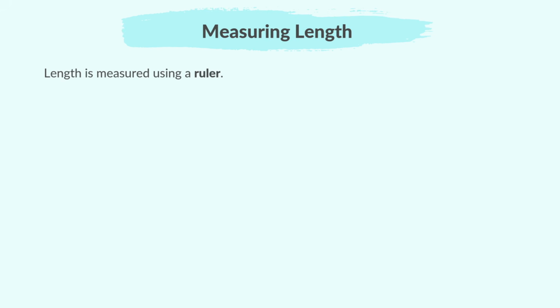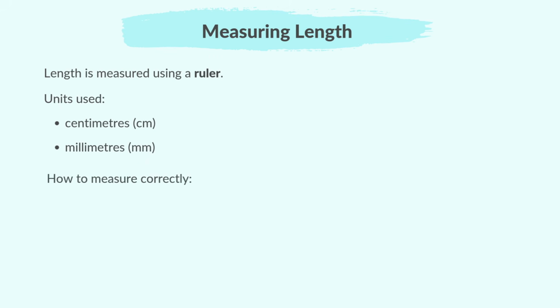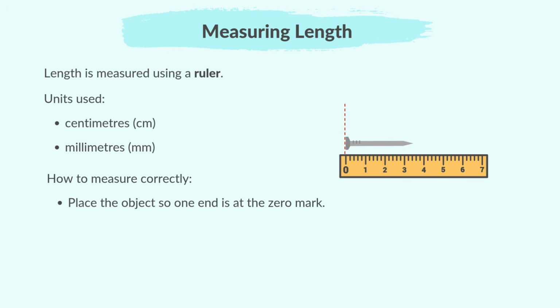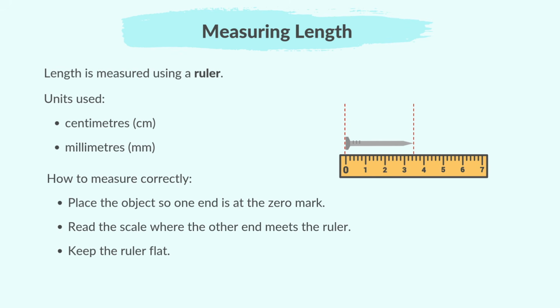Measuring length. To measure the length of objects, we may use a ruler. A ruler is used to measure lengths in centimeters or millimeters. To measure the length of an object, place the object so one end is at the 0 mark. The length is read where the other end meets the scale. Keep the ruler flat and read at eye level for an accurate result.